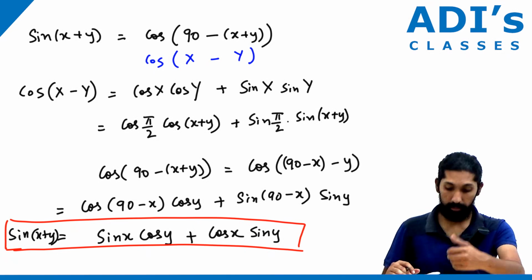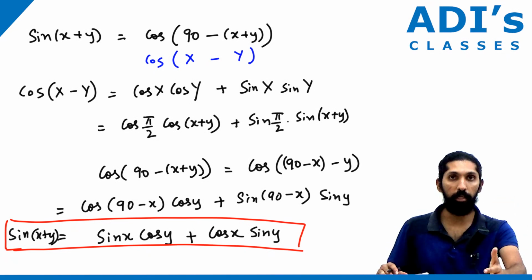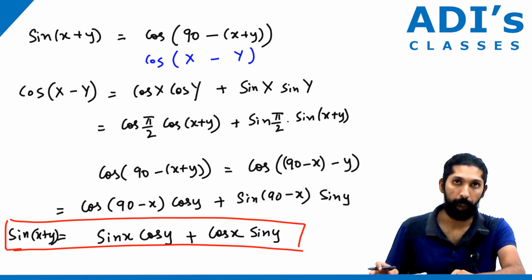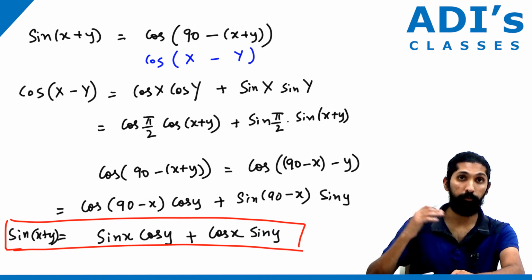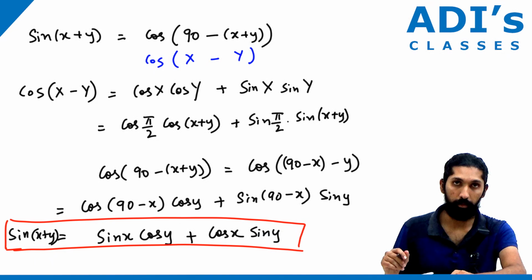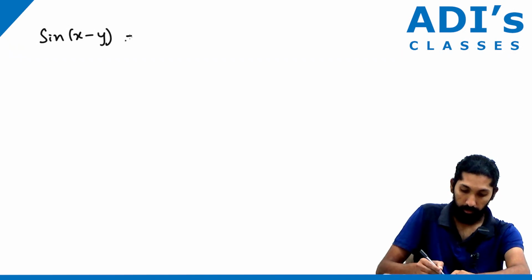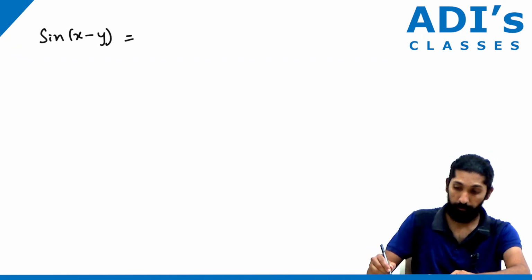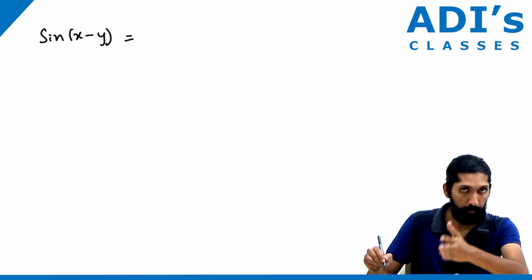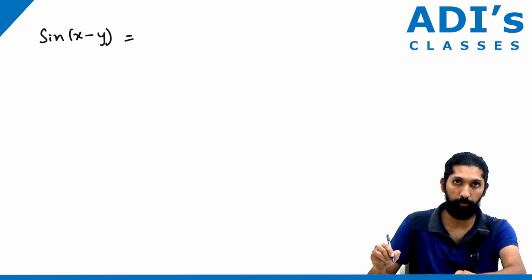Sine of x plus y is sin x cos y plus cos x sin y. Now we'll do the same thing for sine of x minus y. Here we can write this as sine of x plus of minus y, correct? The same thing we did before.